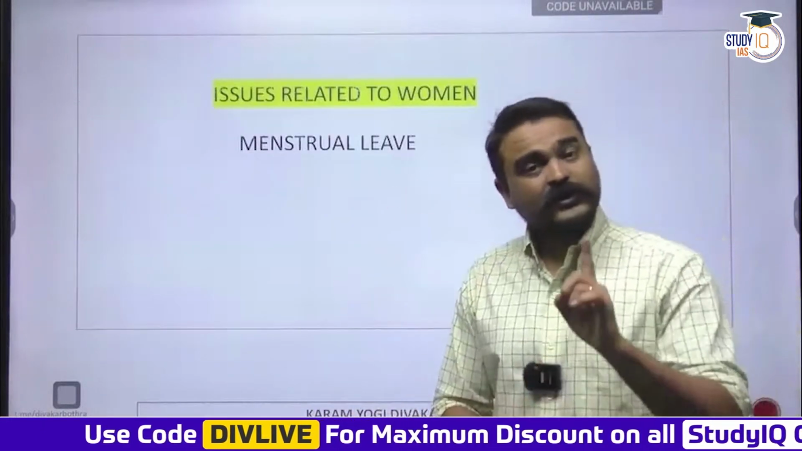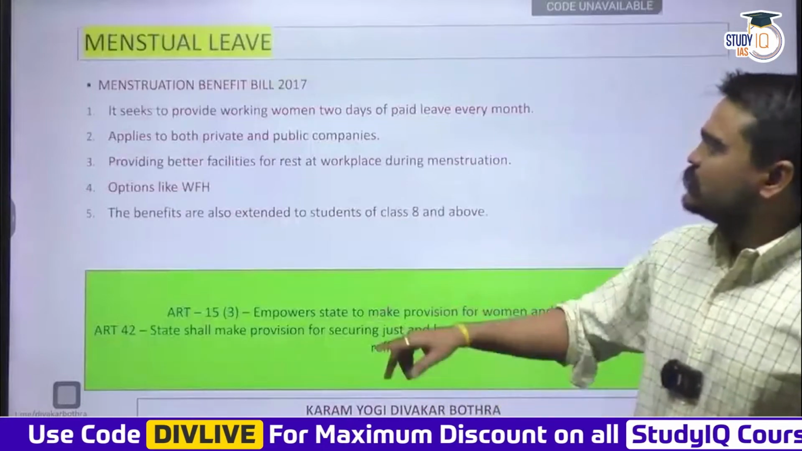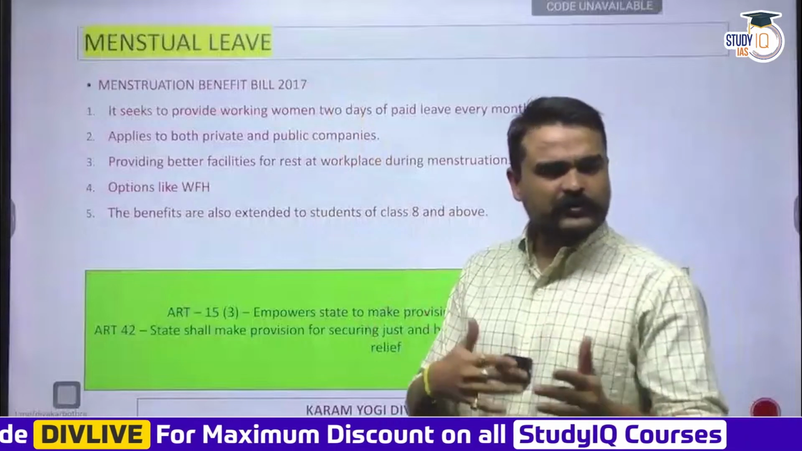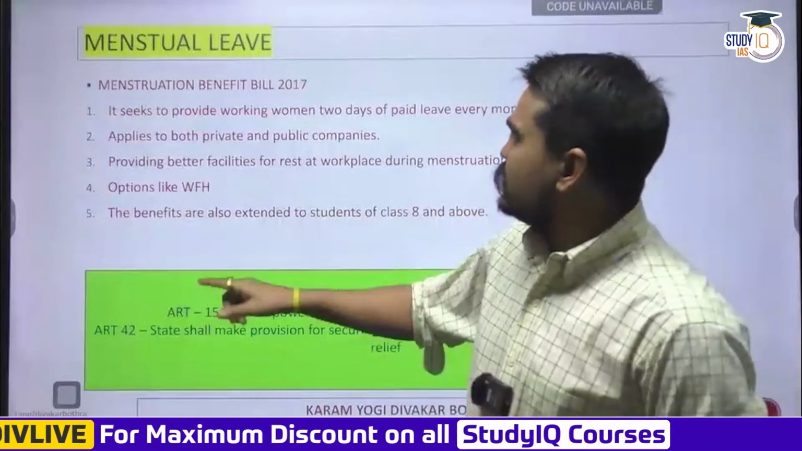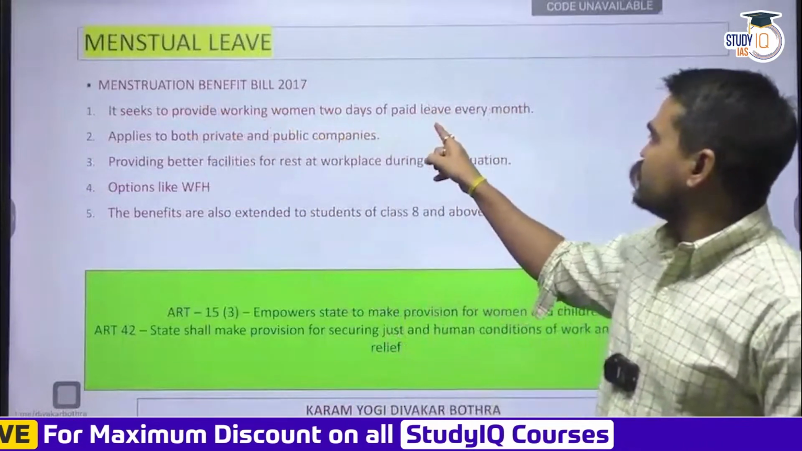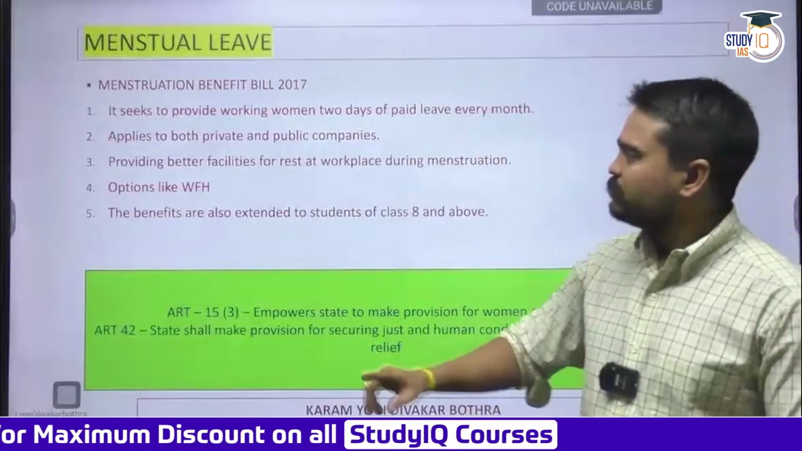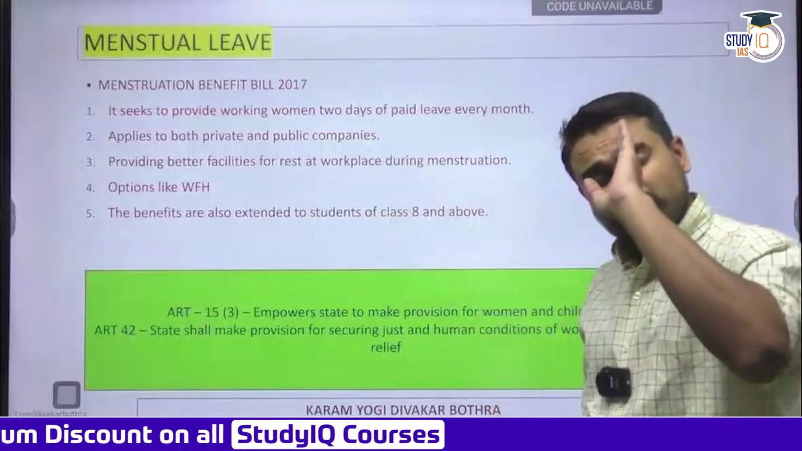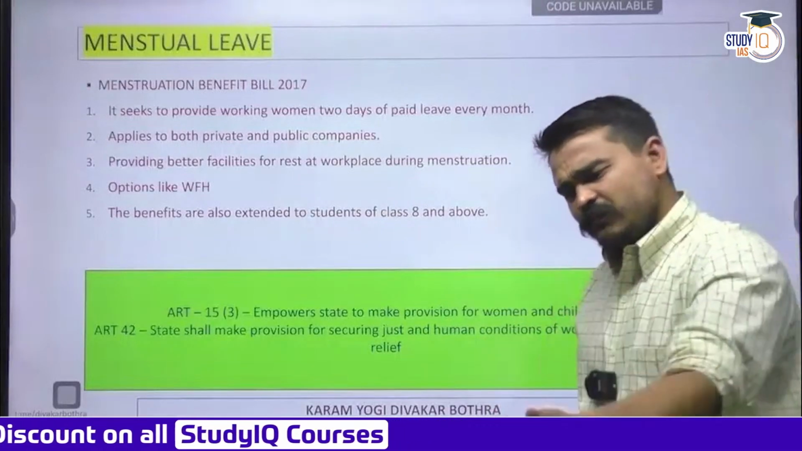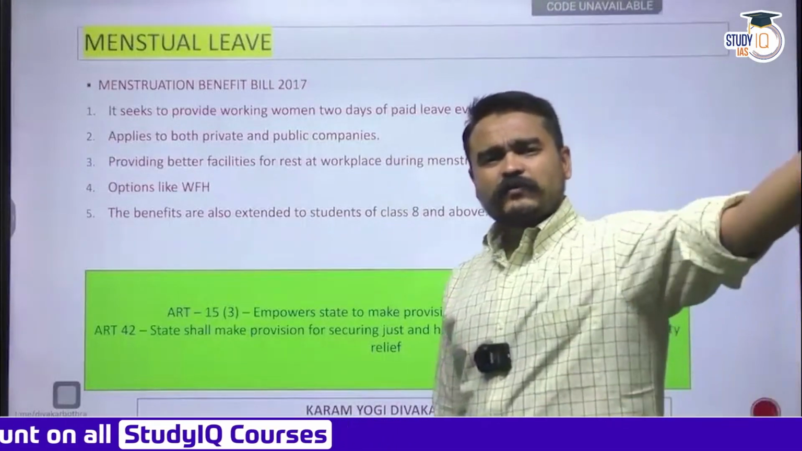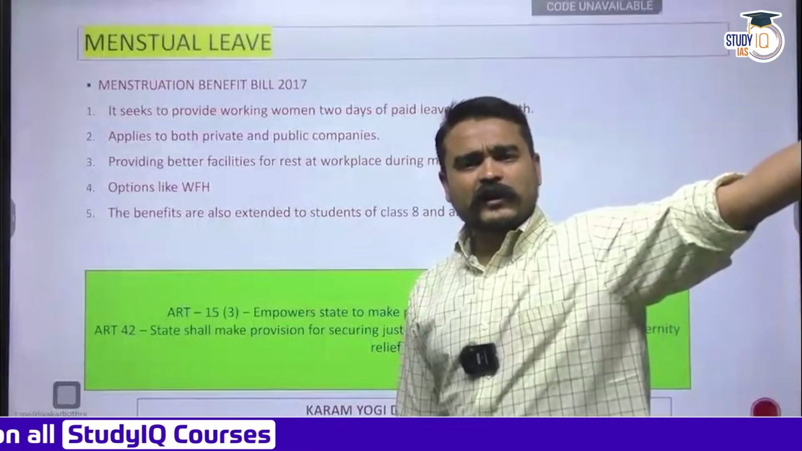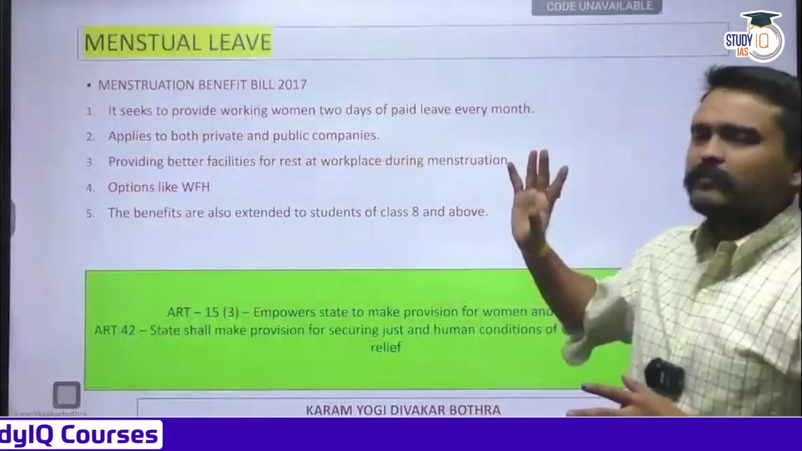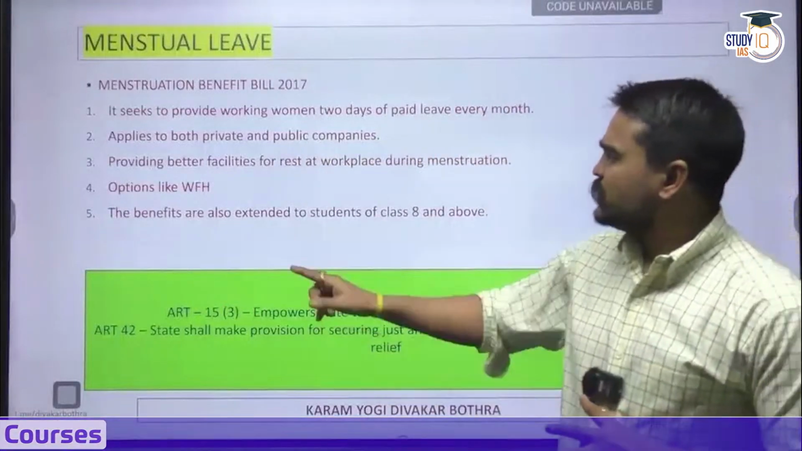Menstrual leave, the last topic. The Menstrual Leave Benefit Bill 2017 came, but obviously it has now lapsed. It seeks to provide working women 2 days of paid leave every month. This topic has been in the news for the past 2.5 years. Even just before the elections, Smriti Irani also talked about this. It applies to both private and public companies.